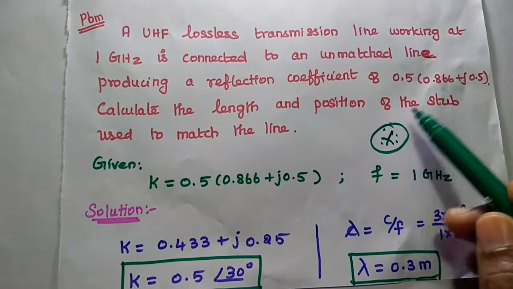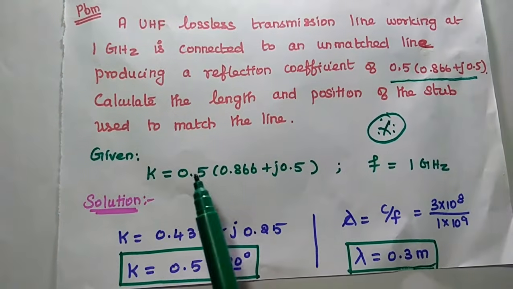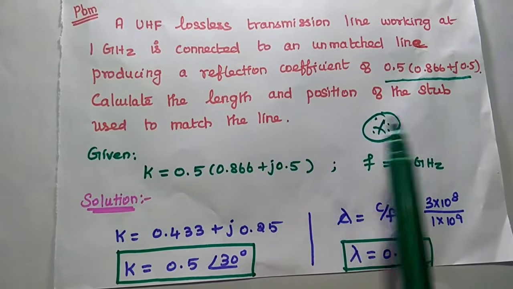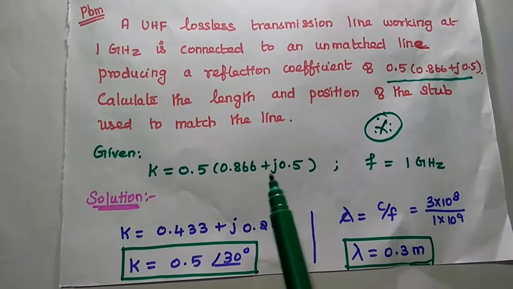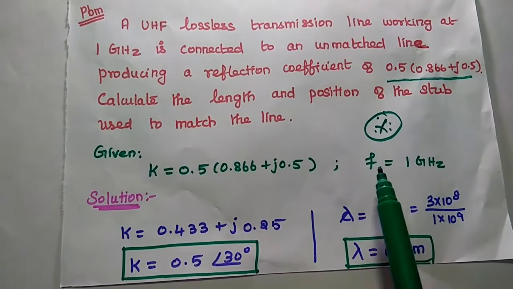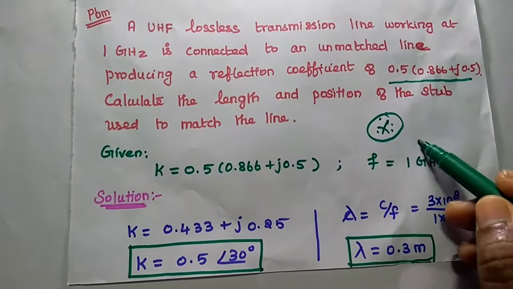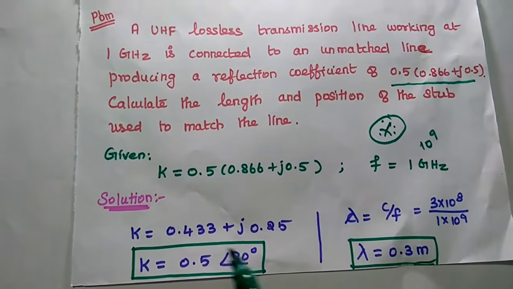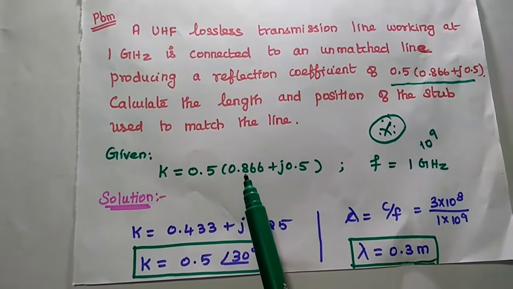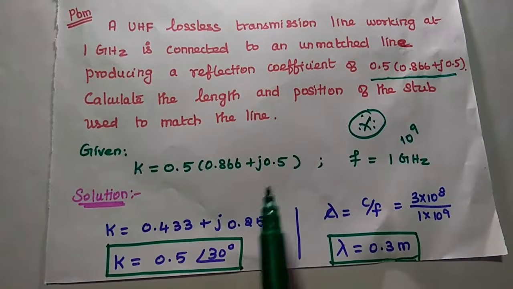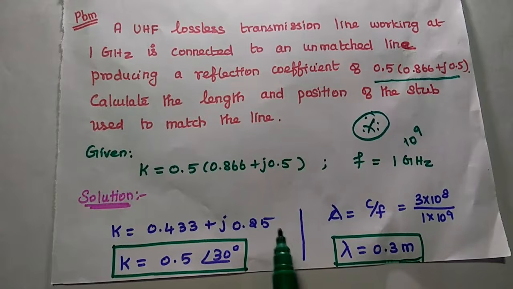In this problem they have directly given the reflection coefficient. We are going to find out the length and position of the stub here. So k value is equal to 0.5 into 0.866 plus j 0.5. F is equal to 1 gigahertz. Here giga is nothing but 10 to the power plus 9. First we have to find the k value. For that we multiply this 0.5 inside the complex term. We get k is equal to 0.433 plus j 0.25.